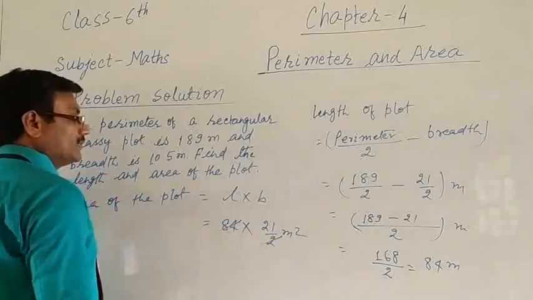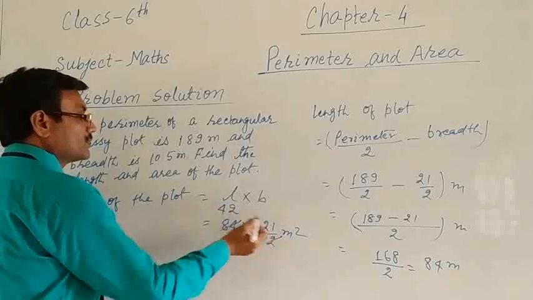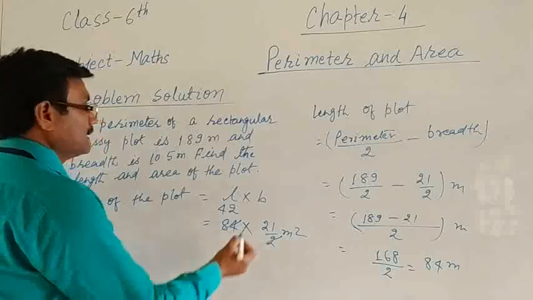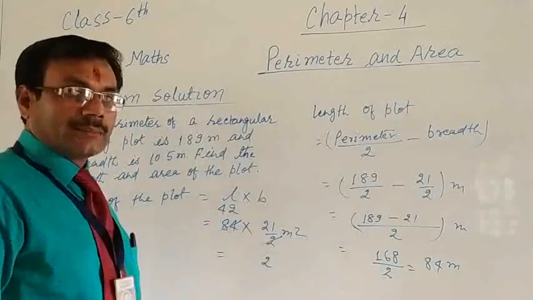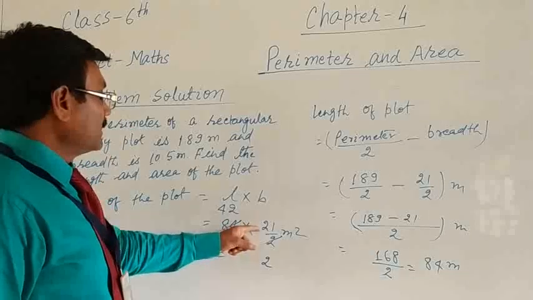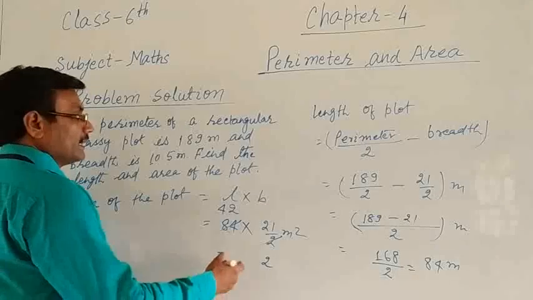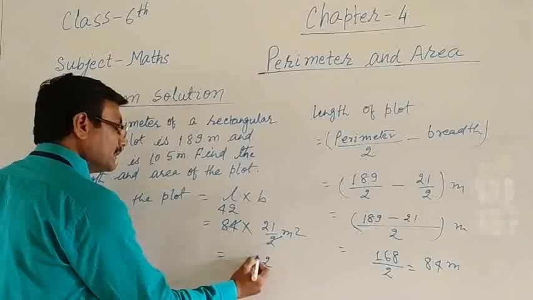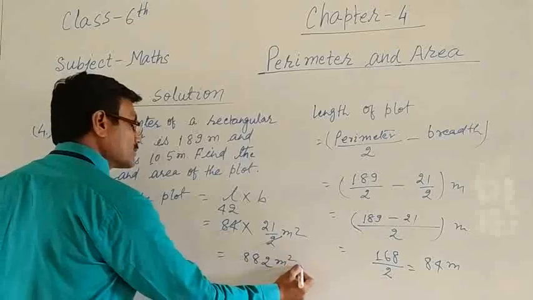Again 2 divides 84 in 42 times and 42 will be multiplied by 21 as 21 2s are 42. Remainder 4 and 21 4s are 84 and 4, 882 meter.